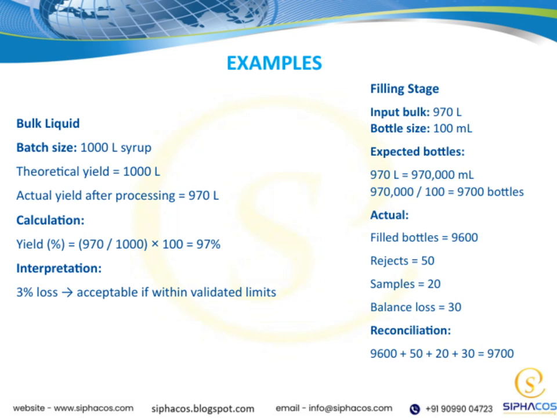The key here is understanding how the actual output compares to the expected. Slight losses or rejects are normal, but it's important to keep them within validated limits to ensure quality and efficiency in our process.